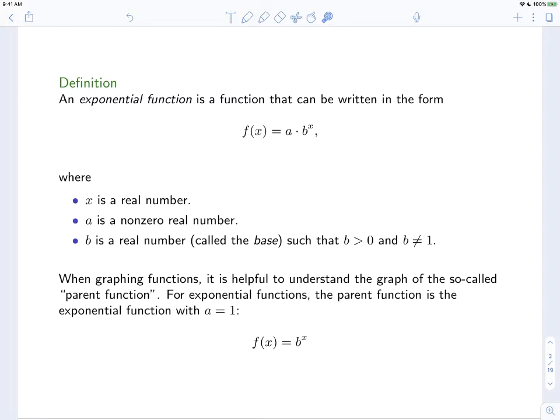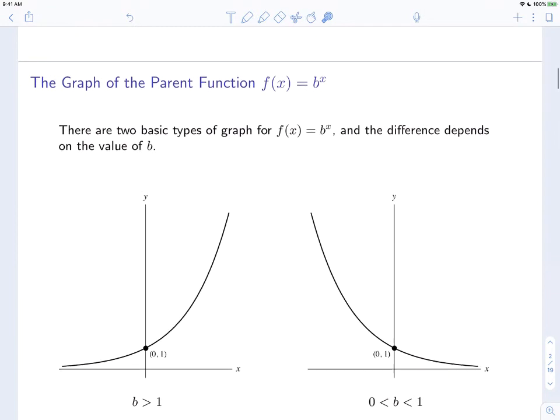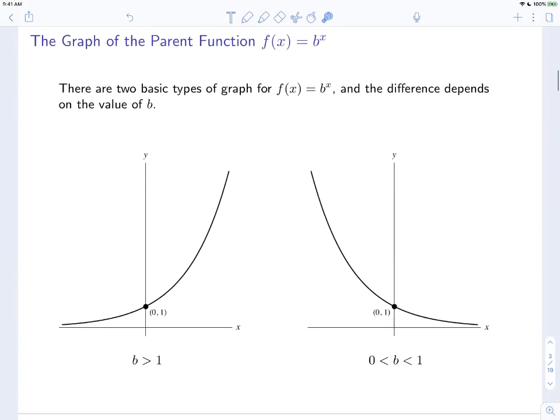When graphing functions, it is helpful to understand the graph of what we call the parent function. For exponential functions, the parent function is the exponential function with a equals 1, that is, f of x equals b to the x. There are two basic types of graph for the parent function, f of x equals b to the x, and the difference depends on the value of b.